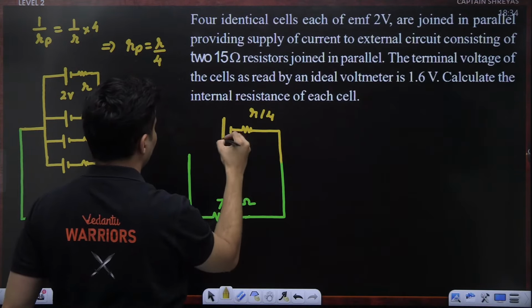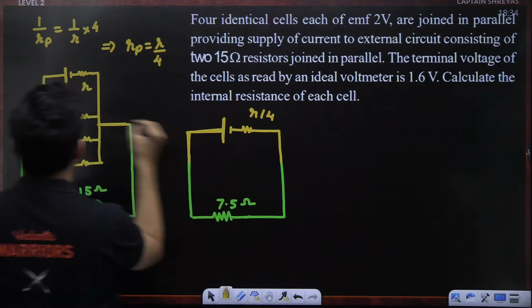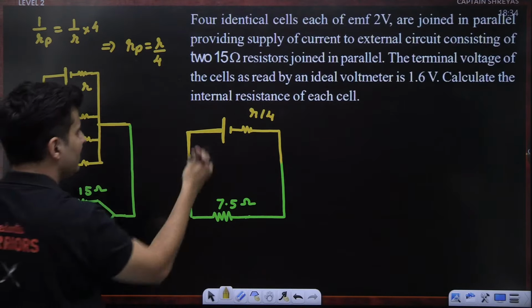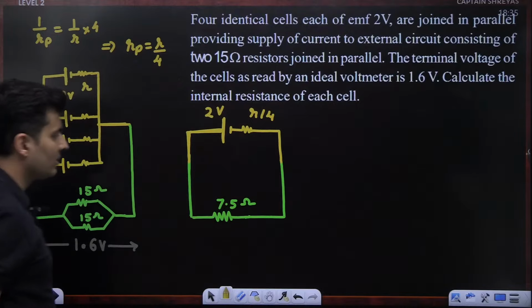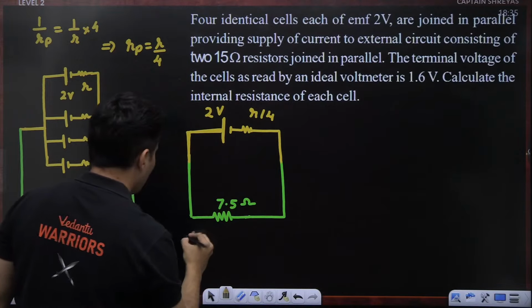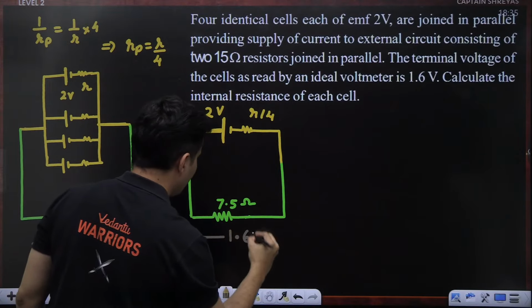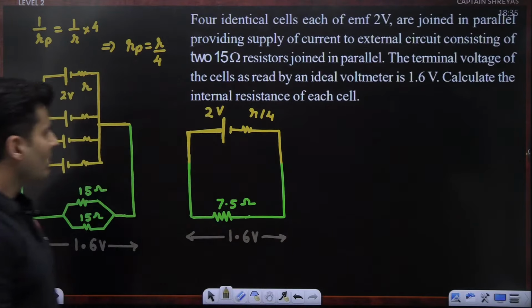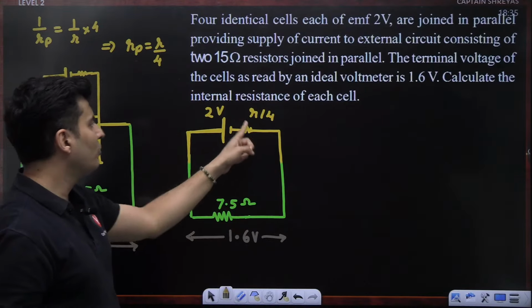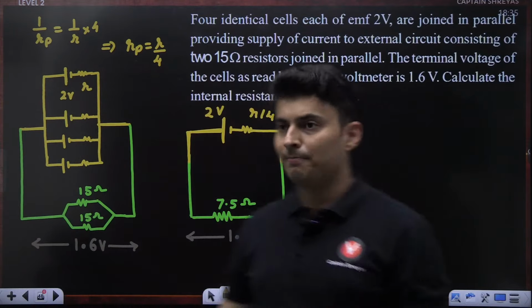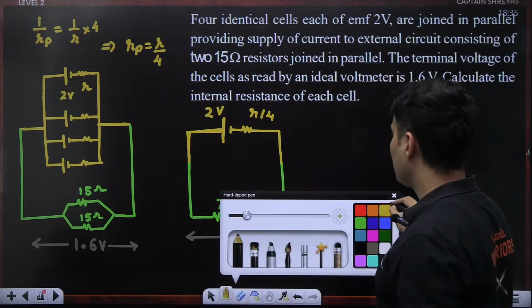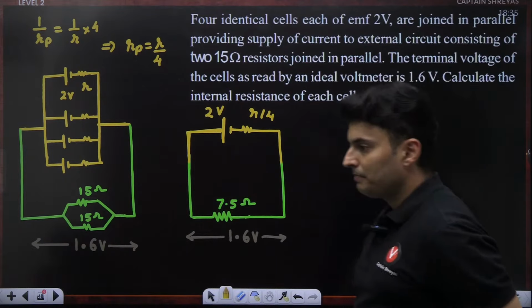What about the EMF? That will be just E, because each of them is the same voltage. So in parallel, all the voltages will be the same. So it will just be 2 volts. I hope that is very, very clear. Now, this is clearly mentioned that this is 1.6 volts. So think about it. 2 volts is over here. This is 1.6. How much voltage will be there across this resistor? Think about it, guys.